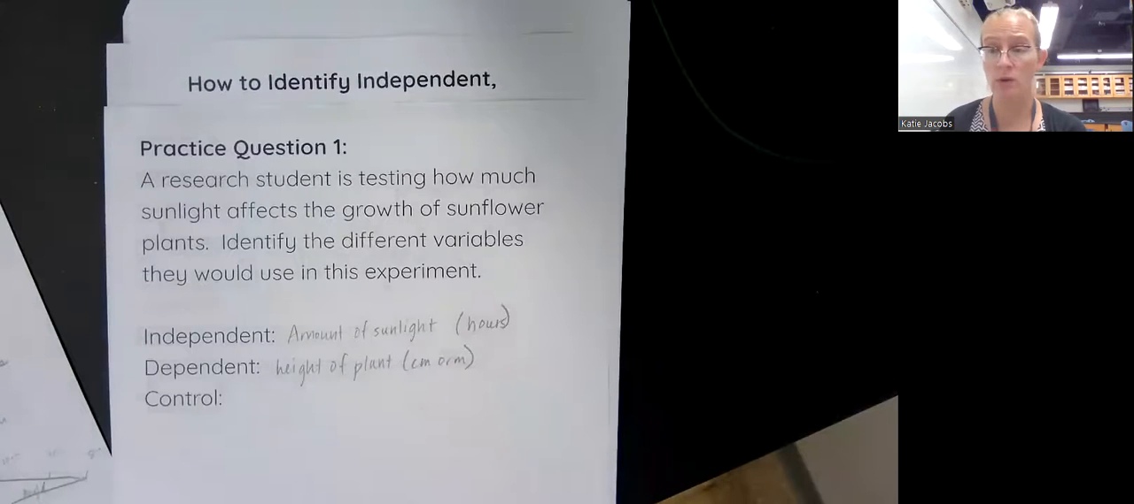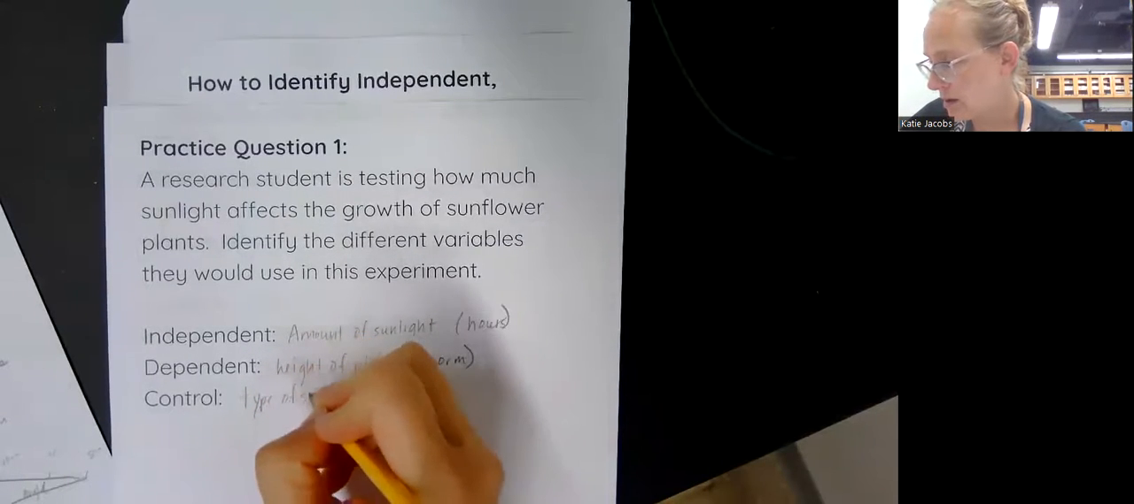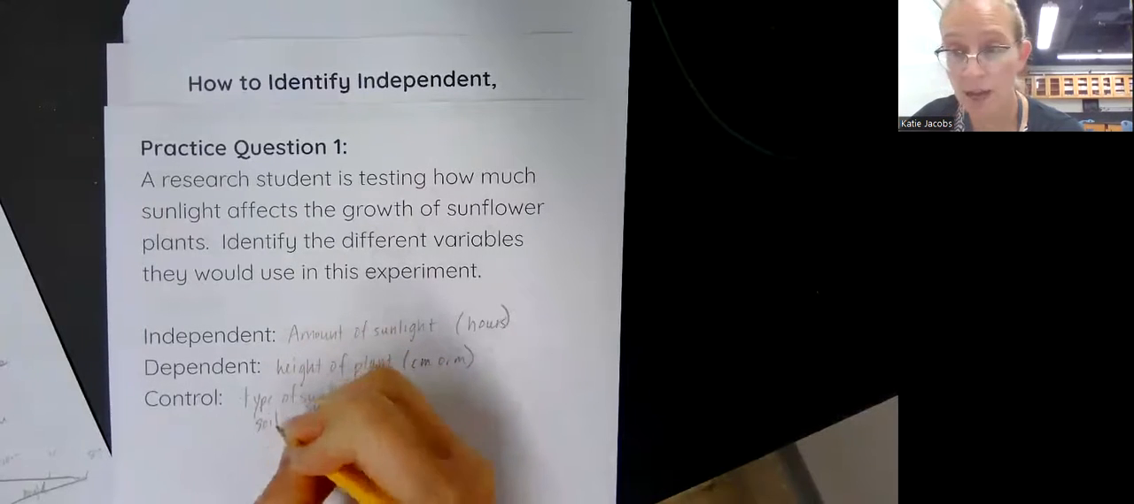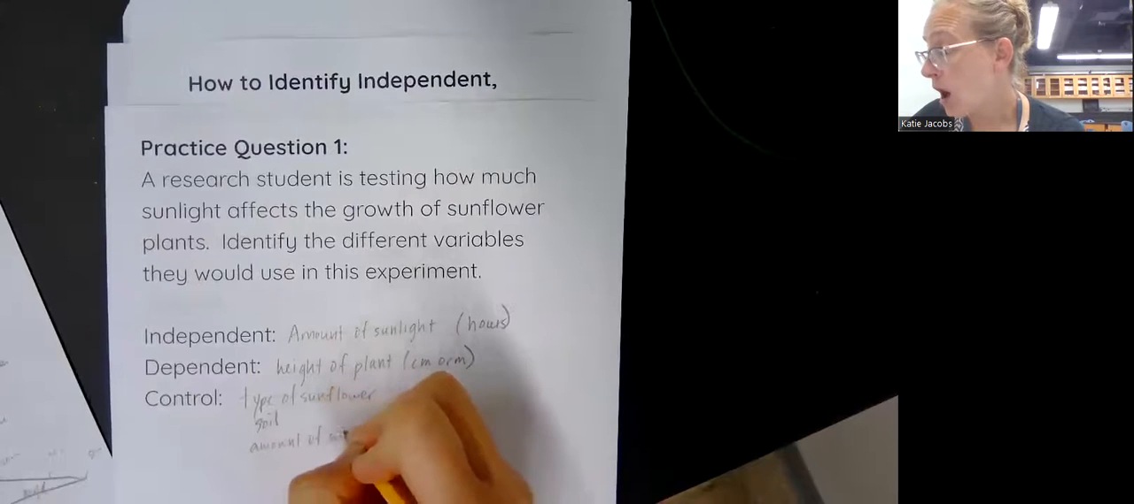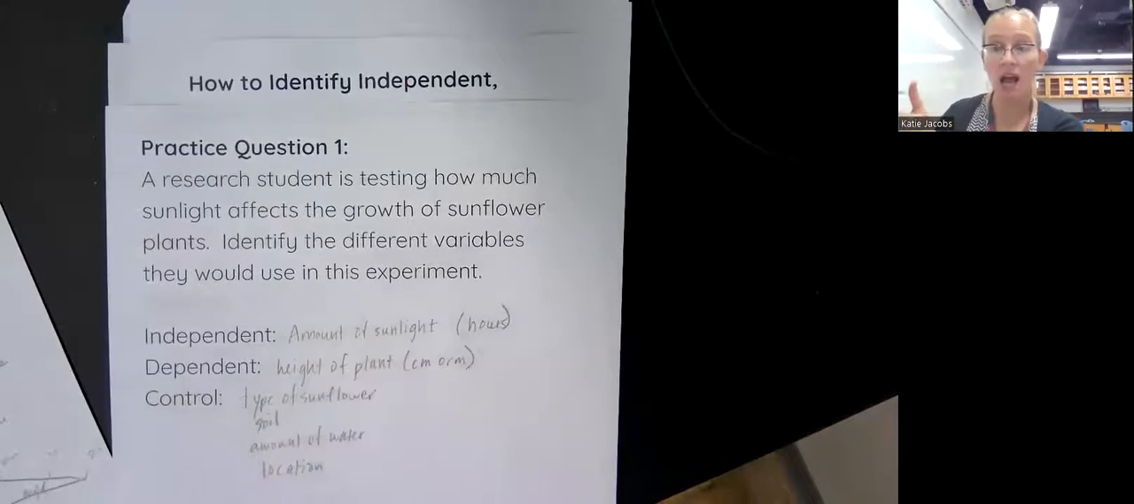The control variable, what do I need to hold constant? The type of sunflower. I can't use different species. The amount of soil and the type of soil, the amount of water, the location of the plant. Where is it? Is it outside, on the ground? Is it near a window? Is it in a greenhouse?